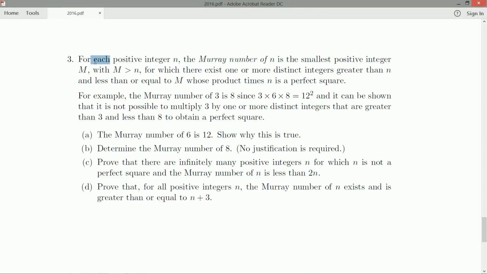For each positive integer n, the Murray number of n, I wonder if you actually sort of Google Murray number, if something comes up, or maybe Murray's the guy who made up the question. I don't know. Murray number of n is the smallest positive integer, capital M, with m greater than n, for which there exists one or more distinct integers greater than n, and less than or equal to m, whose product times n is a perfect square.